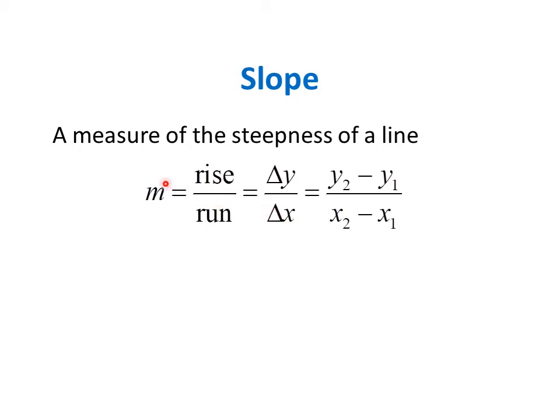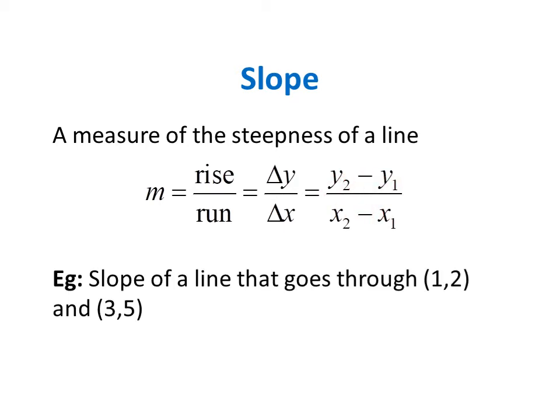So the formula for the slope is, let's say you're given 2 points, P1 and P2. The slope is y2 minus y1 divided by x2 minus x1.